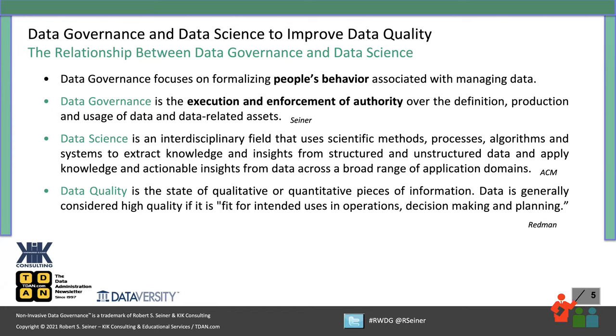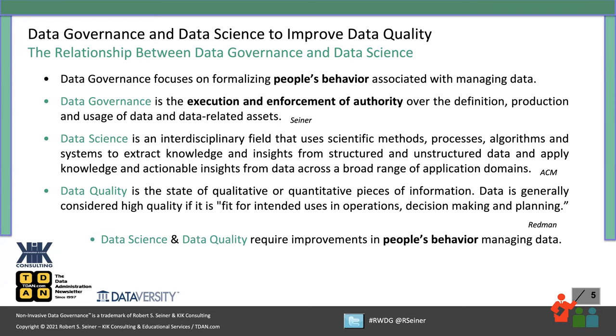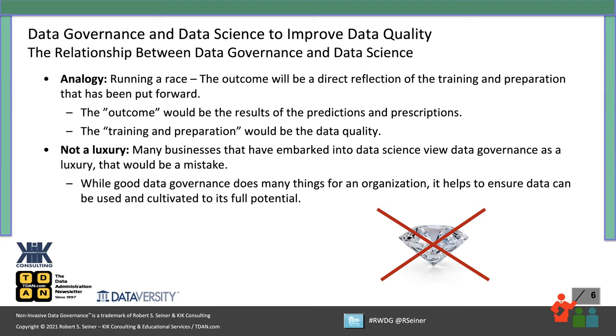As data governance practitioners, we need to make certain that we recognize that people are already doing a lot of the things that we're going to ask them to do. And I expect Chris will be able to bear some of that out when he talks about his data stewards. But we need to focus on people's behavior, because if we can get the right people to do the right thing in the right way, we will be very successful with how we govern data in our organization. So the bottom line from these three definitions, and some of them are a mouthful, is that data science and data quality really require improvements in people's behavior managing data. It's really important to look at what approach we are taking to implement governance as we move forward in our organizations.